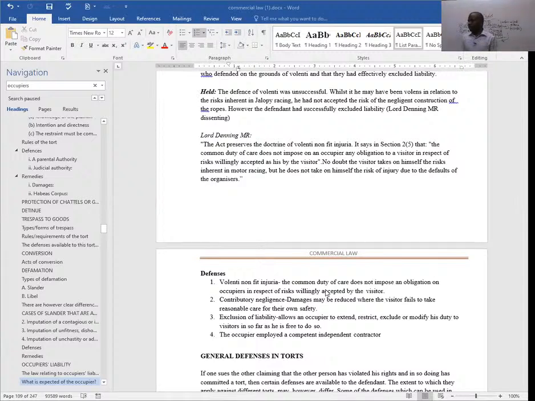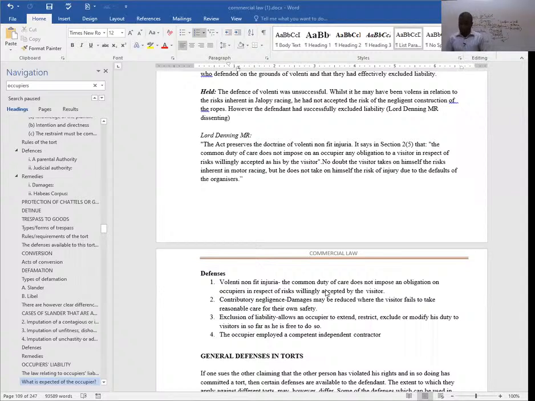Another defense is that the occupier employed a competent independent contractor. For example, the engineer who built the pillars in the supermarket was a qualified engineer, so the supermarket expected him to build very firm pillars, and there's no way they could fall on a customer. So in case one of them falls and a customer is injured, the person held responsible is not the occupier of the supermarket but the qualified independent contractor who built the pillar. In the case of an injury arising out of the negligence or failure of duty of care by an independent contractor, it is the contractor who will be held responsible and not the occupier of the property.